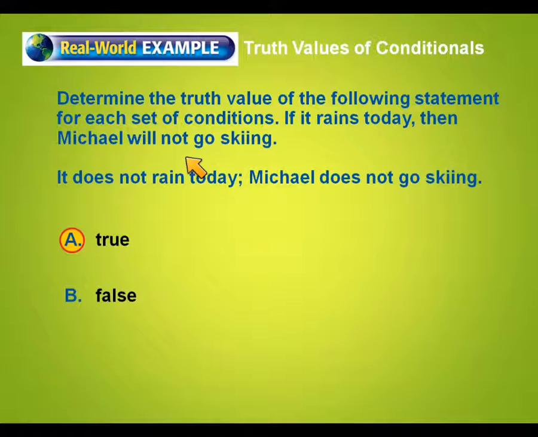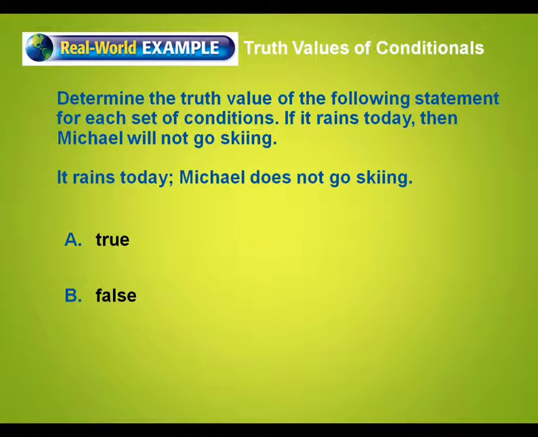This part could still be true. It could rain and he could not go skiing, right? It could not rain and he could not go skiing. But it said it did not rain, so I can't definitely say that this is false. Okay. Let's look at another one. Same condition: if it rains today, Michael will not go skiing. It rains today, Michael does not go skiing. True or false? True, right? That directly followed from this.